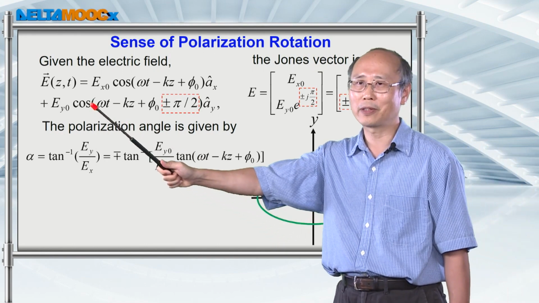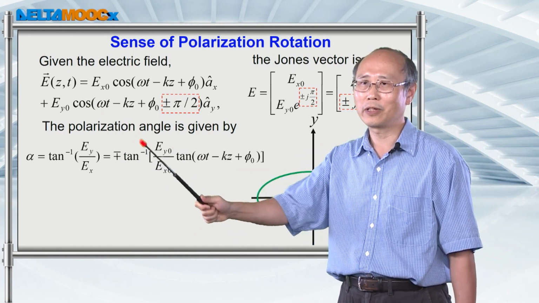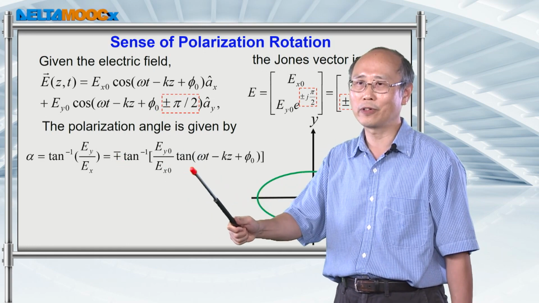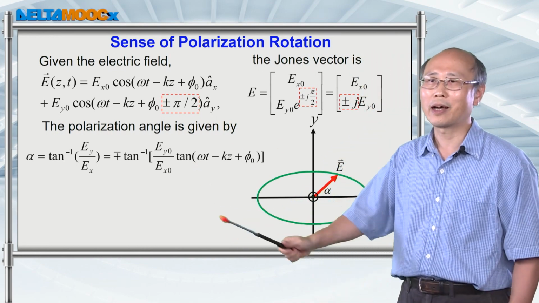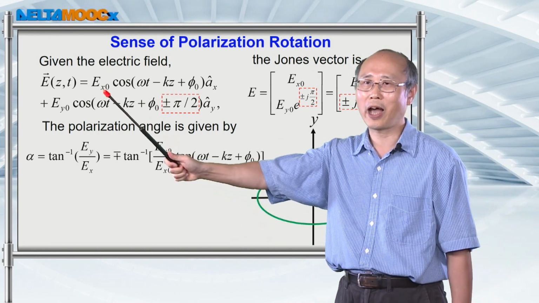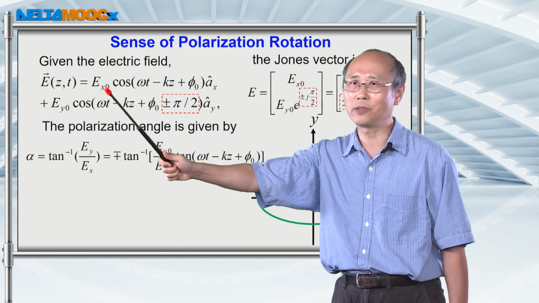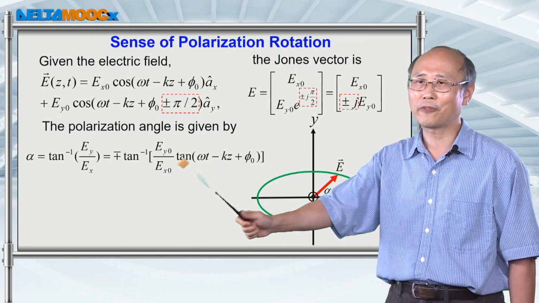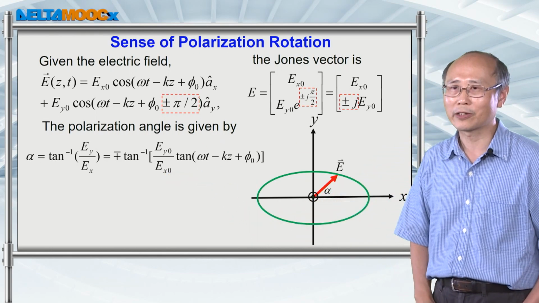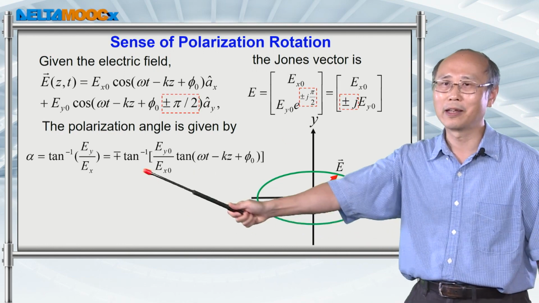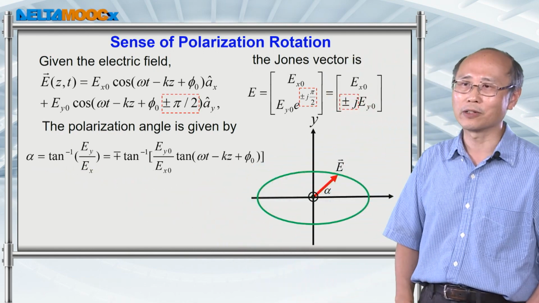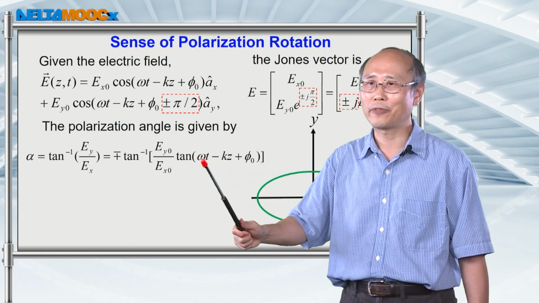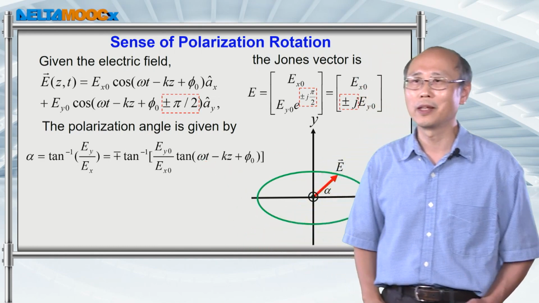But be careful about the sign in front of it. So if you use a plus minus sign here, you're going to have a minus plus sign before this tangent. And before this tangent, you also have the ratio of EY0 to EX0, which is this one right here. And finally, you have to take the arctangent of the whole value to get this angle alpha. And now you can see that this angle alpha is a function of time and also z.